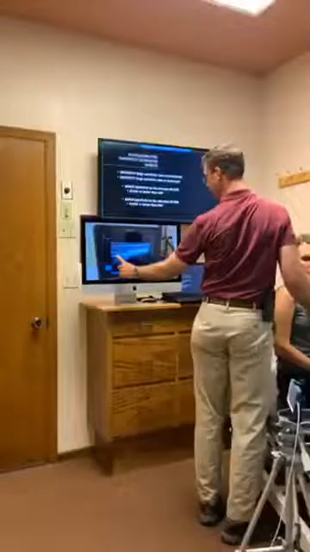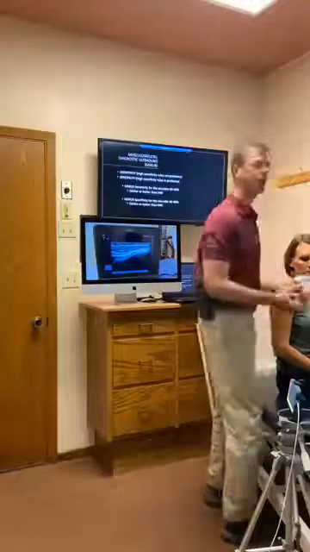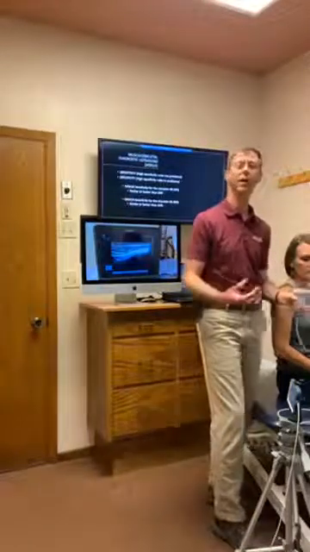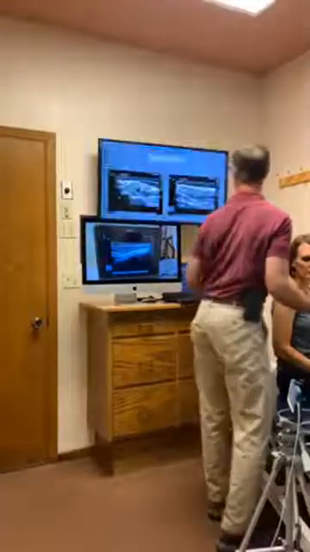And you can see the tendon's sitting right here nicely. It's fibrillar, what we call. So it kind of looks very stringy, but it's still very bright and nice and white. So that's a normal long head of the biceps tendon. Okay, so now let's look at some problems.